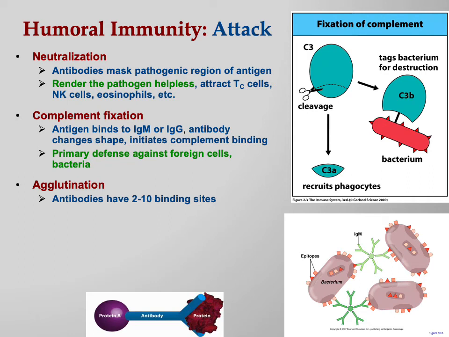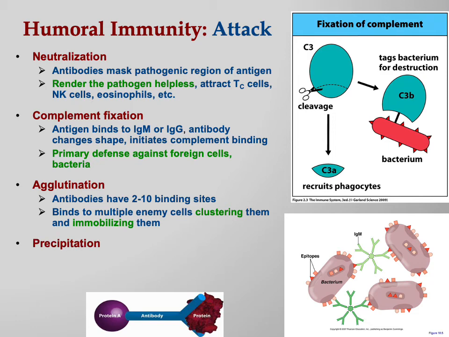So when the eosinophils and the natural killer cells and so on show up, the neutrophils, they're going to have the advantage of having whole bunches of bad guys all in one place where they can just kill whole bunches of them all at once, okay? Binds to multiple enemy cells, clustering them and immobilizing them so that they can all be killed in one giant bunch, all right? And then precipitation, what's going to happen is they may actually precipitate out of the fluid.